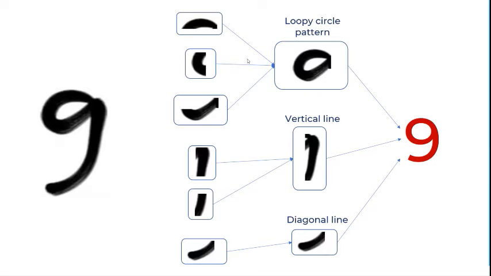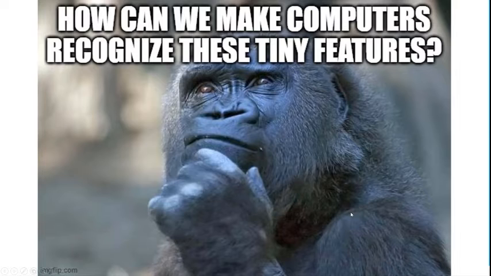Same thing with handwritten digit 9. There are these little edges which come together and form a loopy circle pattern, which is kind of like the head of digit 9. In the middle, you have a vertical line. At the bottom you have a diagonal line. Sometimes you don't have a diagonal line at all, but we know that whenever there is a loopy circle pattern at the top, a vertical line in the middle, and a diagonal line at the end, that means digit 9.